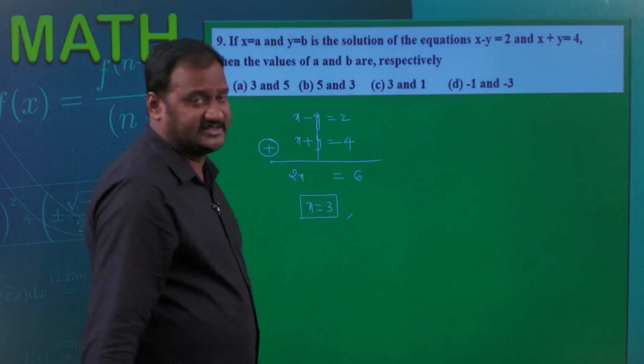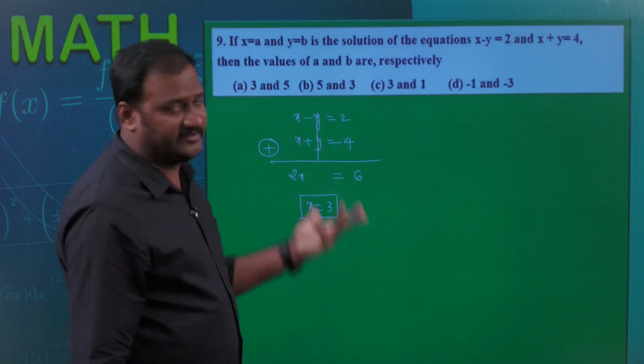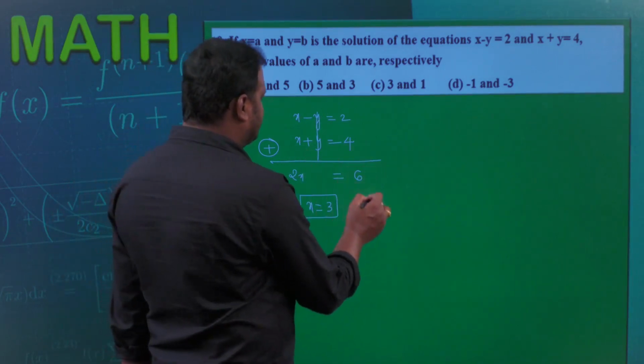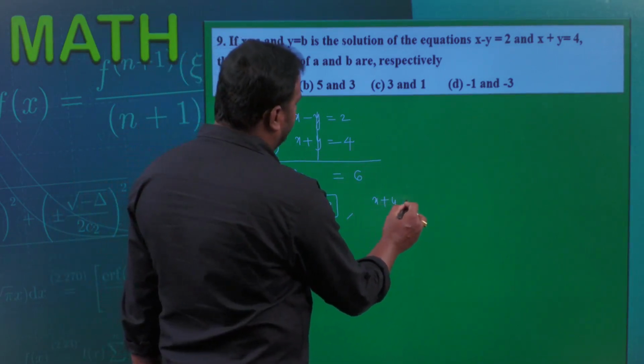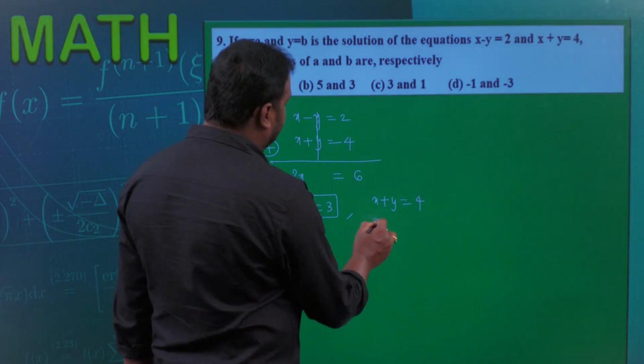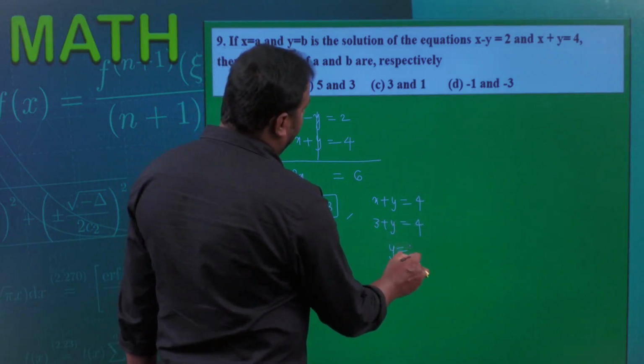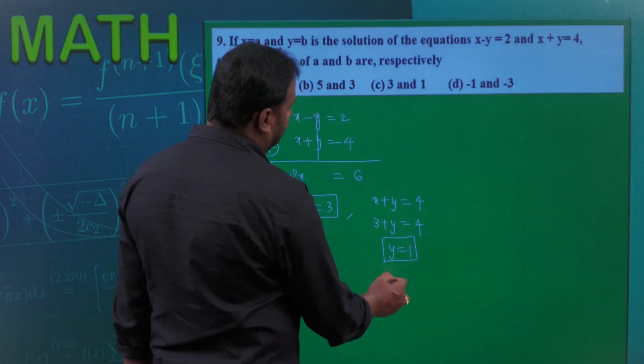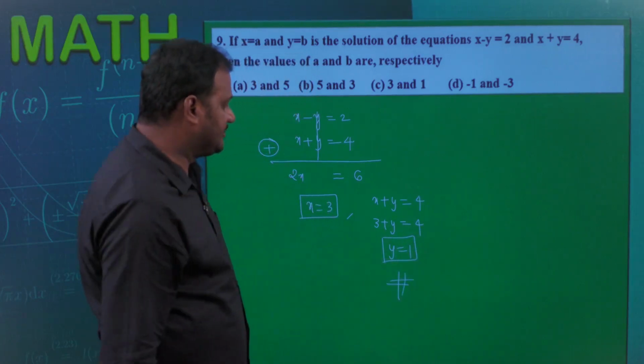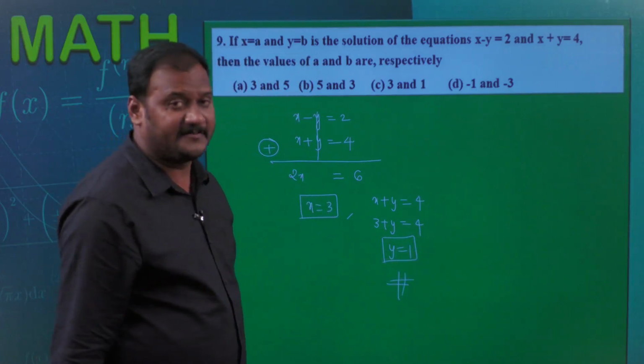After getting the value of x is equal to 3, you can choose any one of the equations. See here, x plus y is equal to 4 is there. If x plus y is equal to 4, x equal to 3. So 3 plus y is equal to 4. 3 plus how much is equal to 4? 3 plus 1 is equal to 4. Therefore, the values of x and y are 3 and 1.